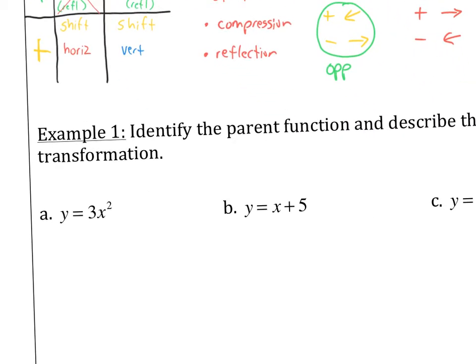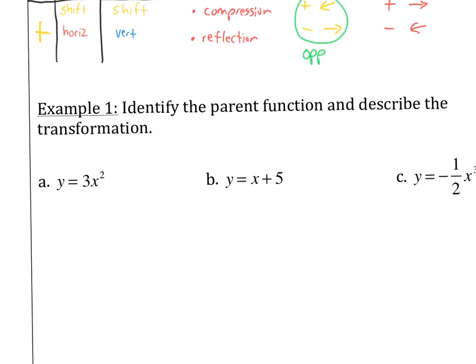So let's practice a little bit. We want to identify the parent function and then describe the transformation. So the parent function is this. Y equals, I'm going to ignore the 3 and just say x squared. Y equals x squared. So what's happening here? Well, I see that there is a 3.